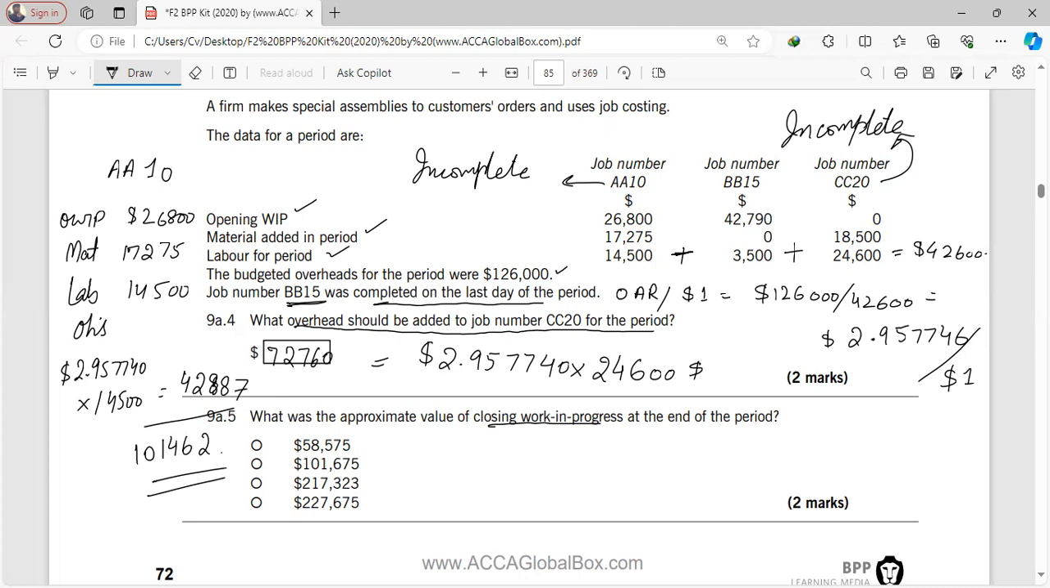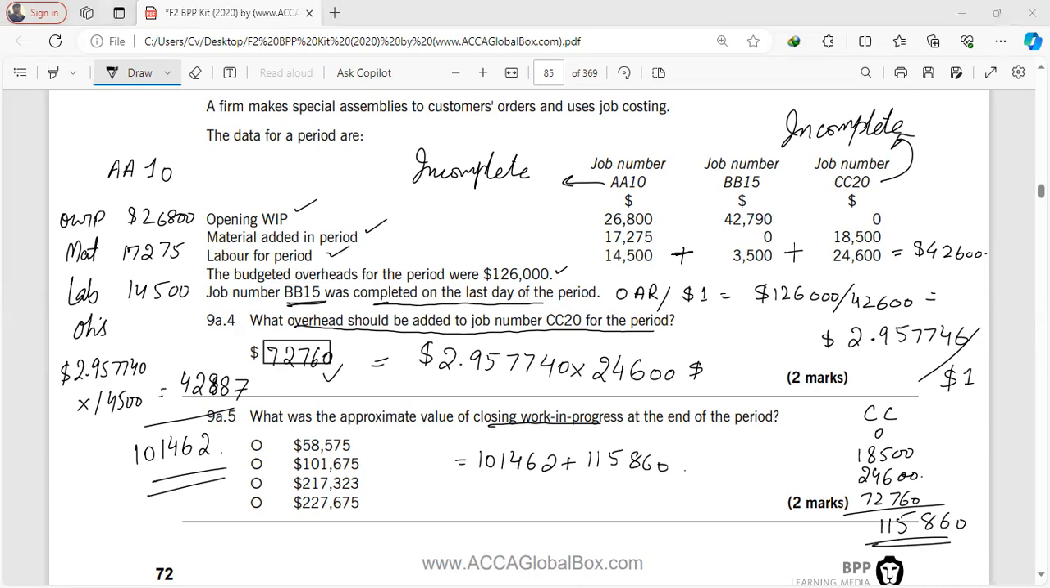Similarly, we will calculate the total cost of CC20. It has no opening work in progress. Material cost is 18,500. 24,600 is the labor cost, and we have already calculated overheads for CC20. So 24,600 plus 72,760 plus 18,500 is 115,860. So 101,462 plus 115,860 gives the nearest answer, 217,322. So there is a $1 difference. This one is the right answer.